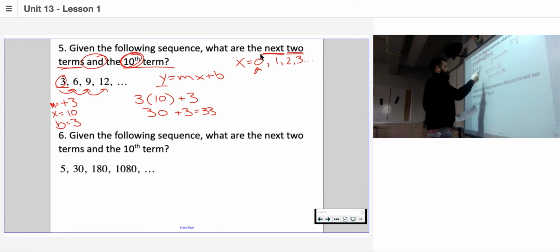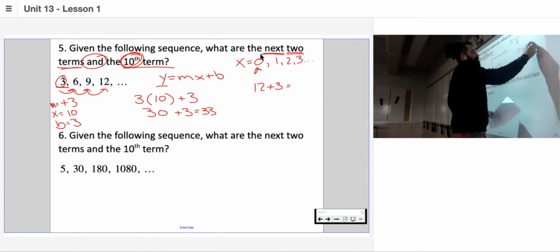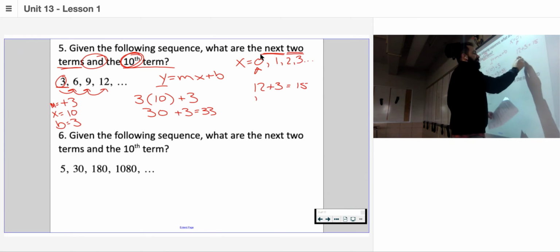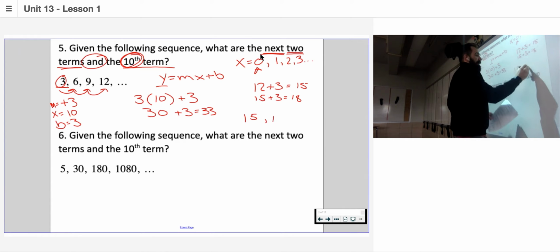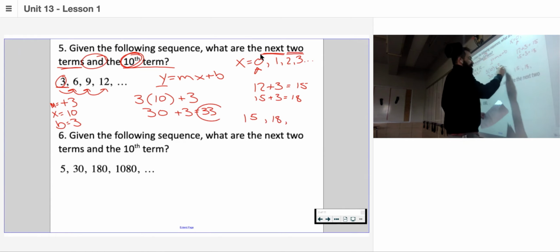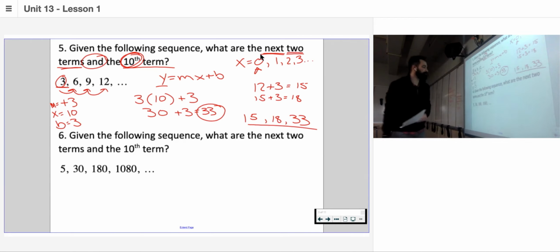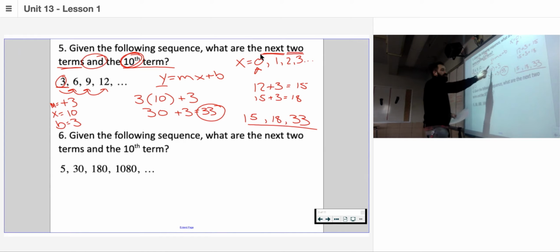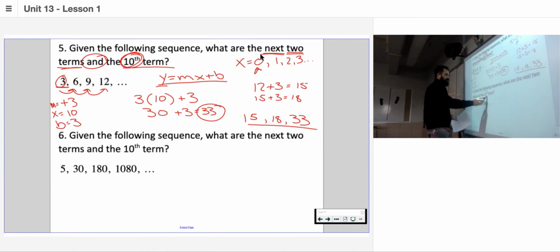So the rule says plus 3, so we have to start with 12. 12 plus 3, which is 15. 15 plus 3, which is 18. So my answer should be 15, 18, and then my 10th term, which is 33. Okay? Now remember that was for arithmetic. Arithmetic uses y equals mx plus b. Number 6, given the following sequence, the next 2 terms and the 10th term again.